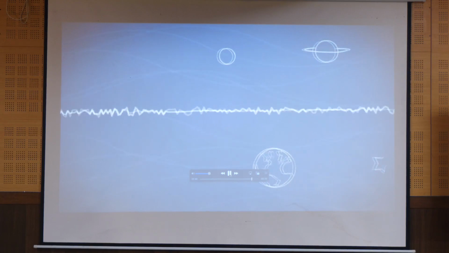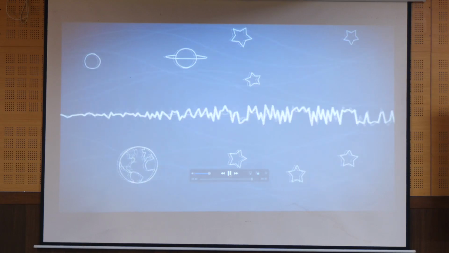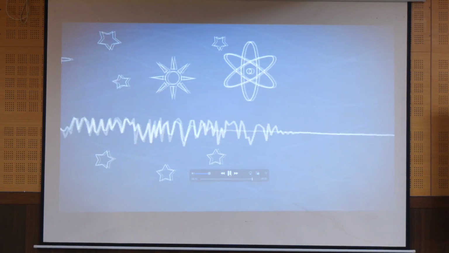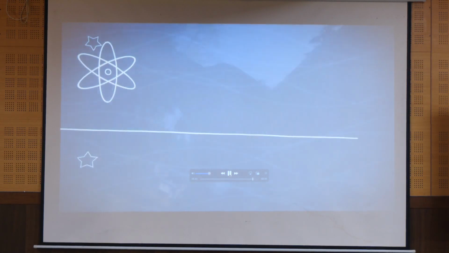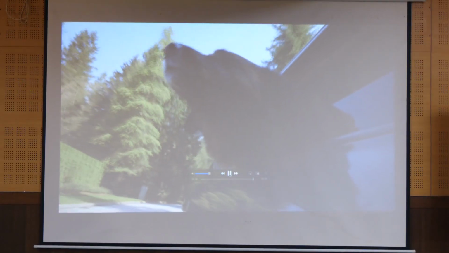Everything in the universe can be described as a signal in the form of a wave. Vibrating stars, vibrating quarks, even vibrating Leon burgers.